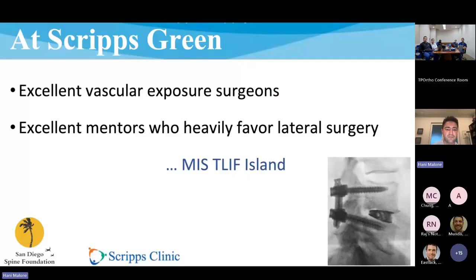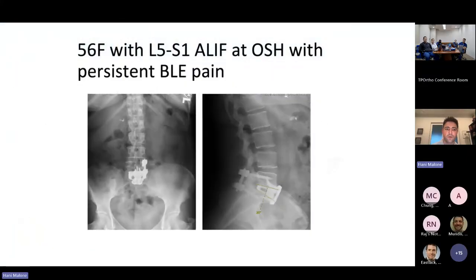You guys know that at Green we have great access surgeons, and mentors will teach you lateral. So even if you feel like you're on MIS TLIF Island, I think that there is a time for it to work. And there are certain disadvantages to the things that we do with anterior and lateral approaches.